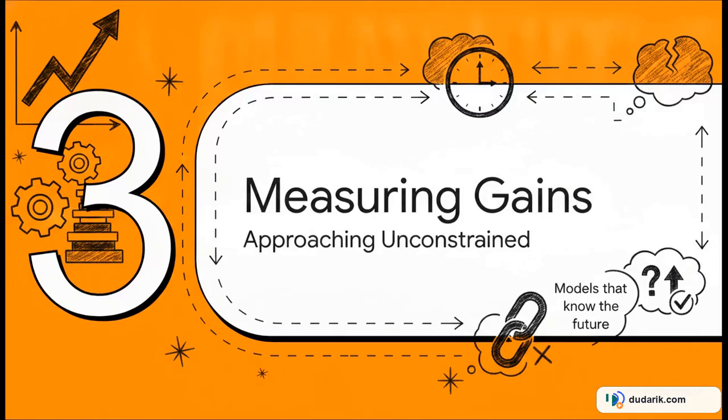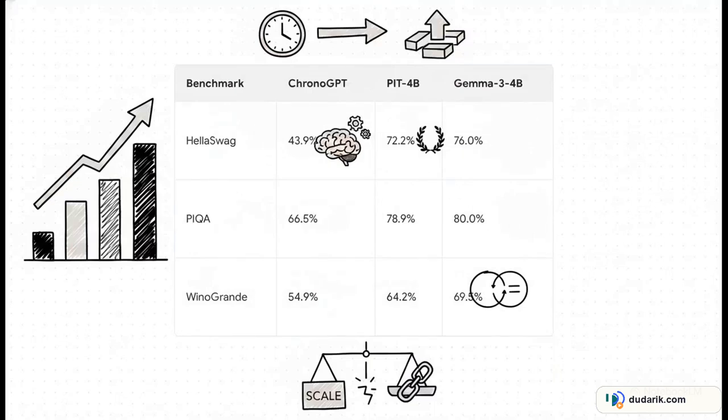Which brings us to Section 3, measuring the performance gains and approaching unconstrained AI. So what's the actual impact here? Well, the benchmarks are incredibly validating. If we look at the new PIT-4B model against the older ChronoGPT and a state-of-the-art unconstrained model like Gemma 3 4B, it's wild. On HellaSwag, which tests common sense reasoning, PIT-4B shoots up to 72.2%. That crushes the old ChronoGPT's 43.9% and gets really close to Gemma's 76%. And on PIQA and WinoGrande, the gap between the time-locked model and the unconstrained model is basically erased. It turns out the performance hit wasn't because of the chronological training at all, they just needed more scale.